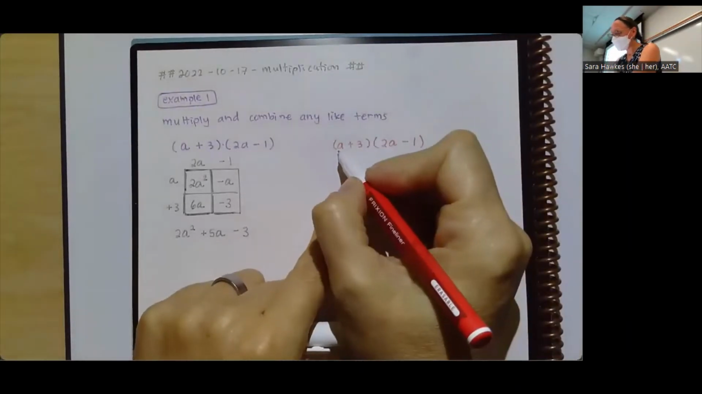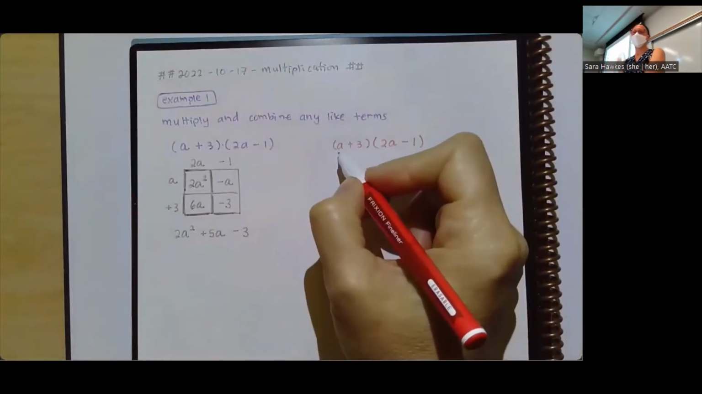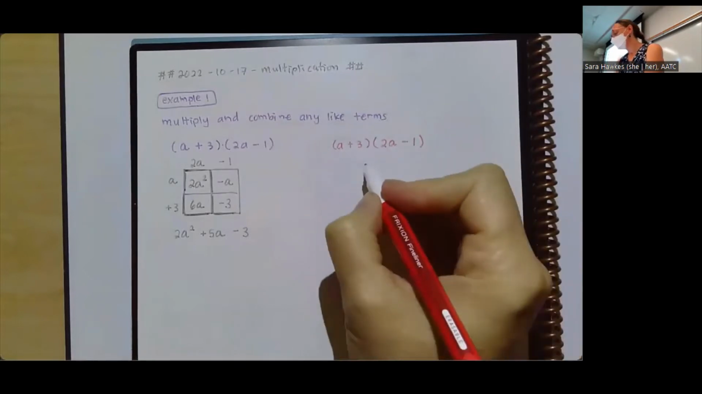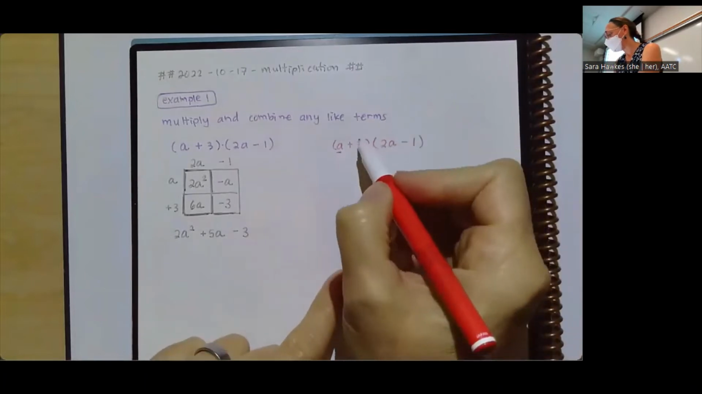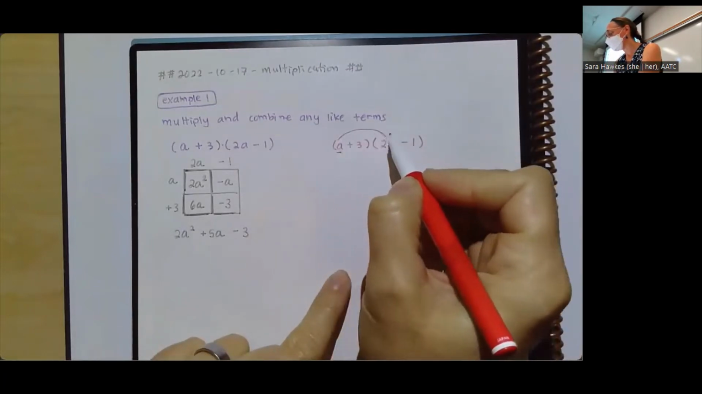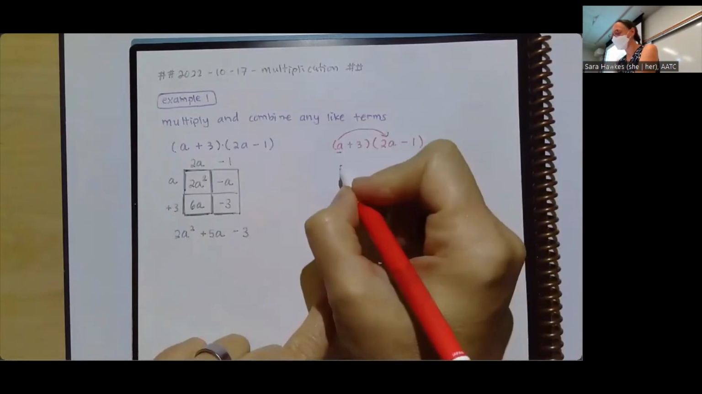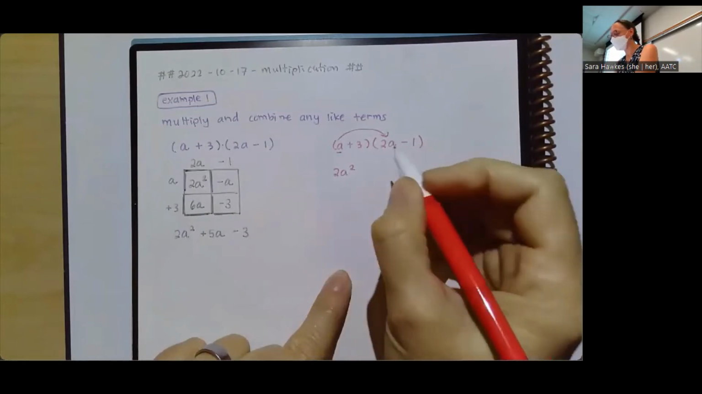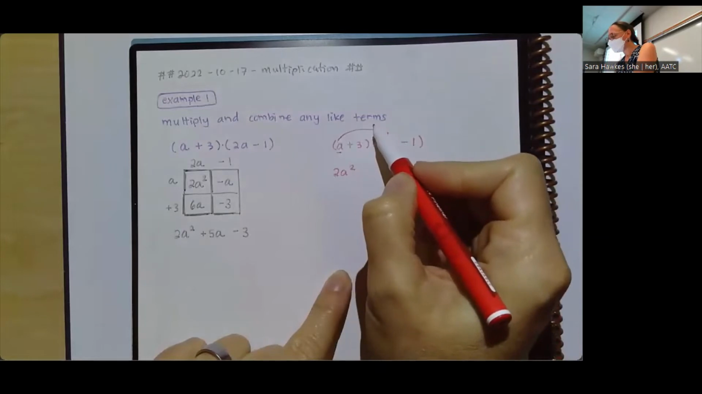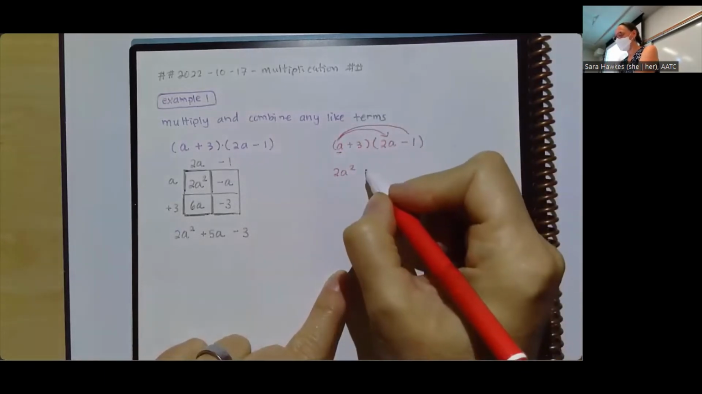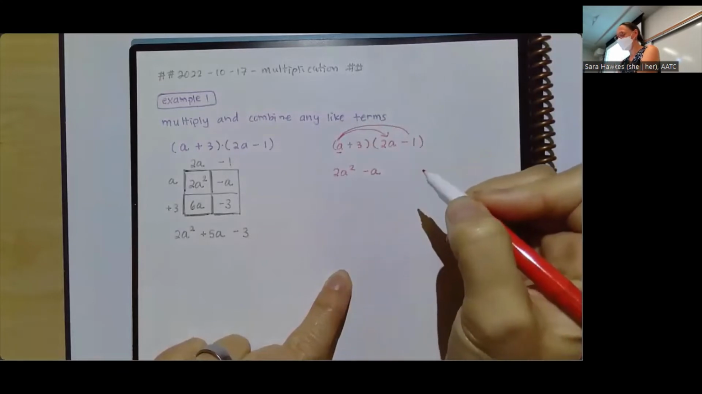So I'm going to keep track of each thing in my first term and distribute it everywhere to the second term. So if I'm thinking about that A, I'm distributing it in to 2A. So when I do that multiplication, A times 2A, I've got 2A squared. And then I'm going to distribute my A to the -1 and end up with -A.